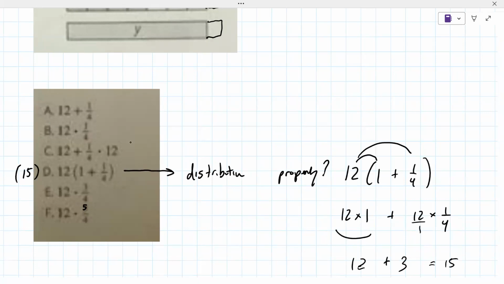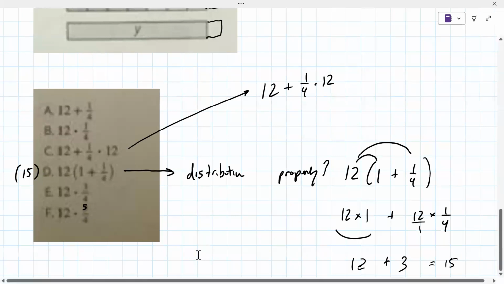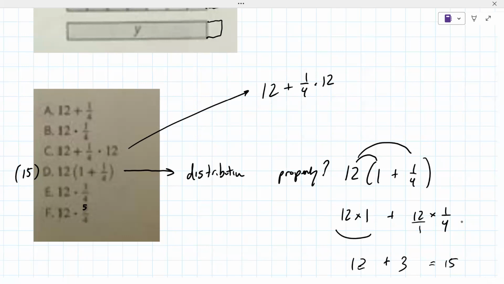The ones where you're multiplying are probably the easiest ones to think about, but let's take a look at C next. 12 plus 1/4 times 12. Which one do you do first? Do you add or do you multiply first when you're simplifying? Multiply. Right. So this ends up being actually the same as this one here. It ends up being 15 also. All right. Could you simplify E and F for me, please?